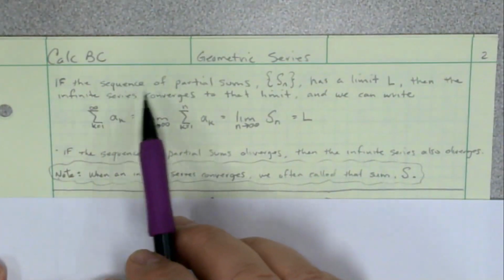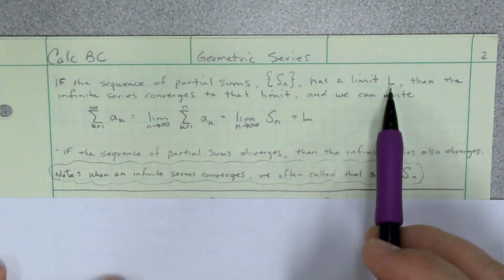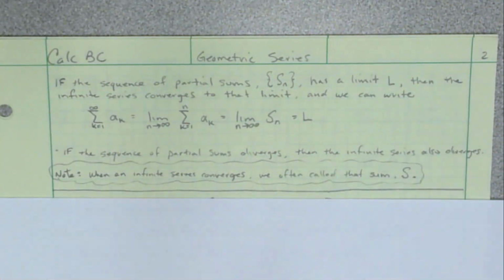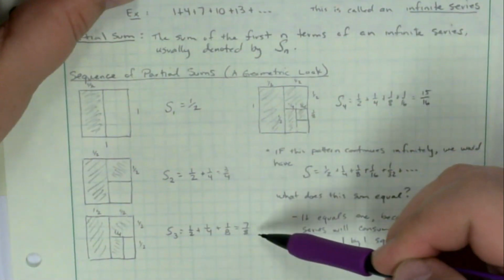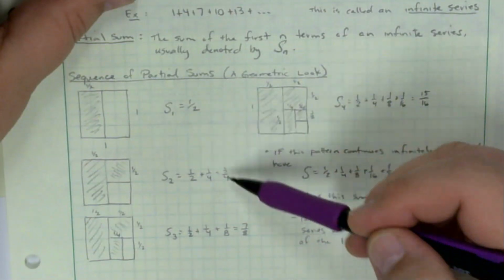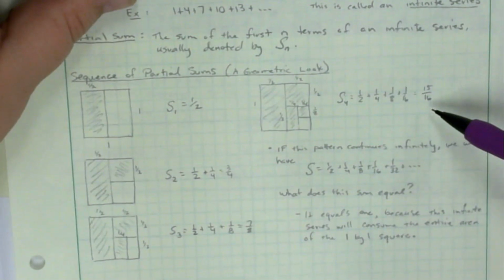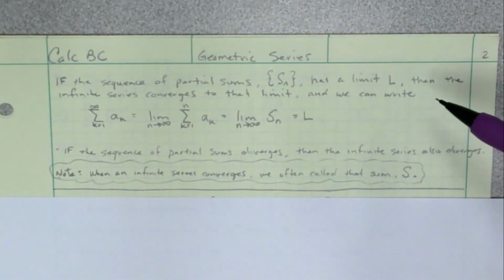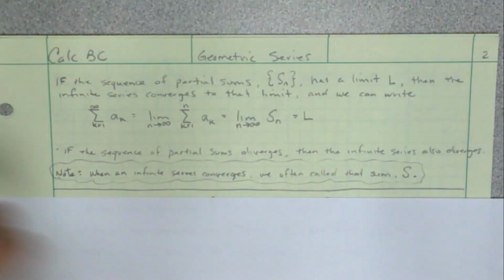If the sequence of partial sums has a limit, let's look at that again. What am I talking about? The first sum was 1/2. The second sum was 3/4, then 7/8, then 15/16. That is the sequence of the sums. If that sequence of the partial sums has a limit L, then the infinite series converges to that limit. And this is what you write.